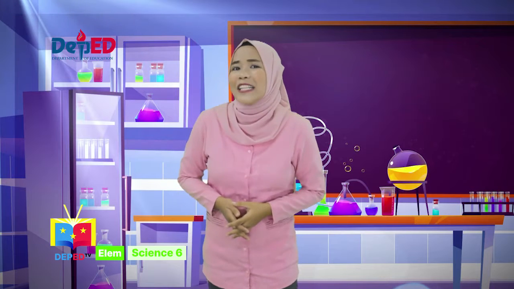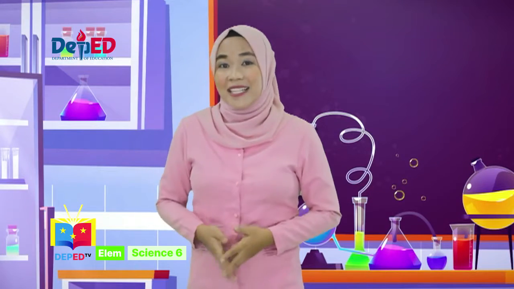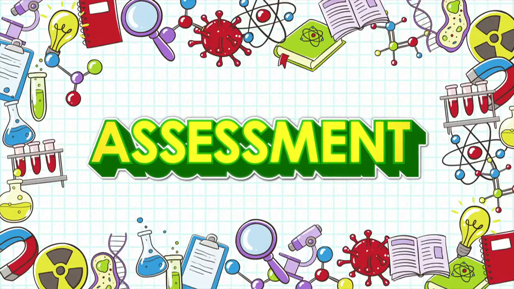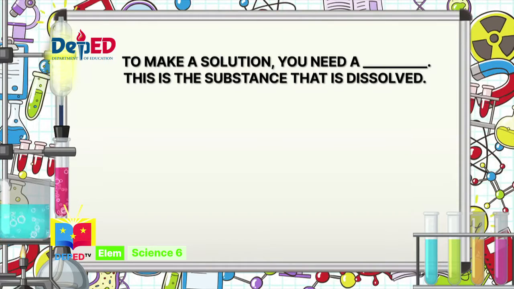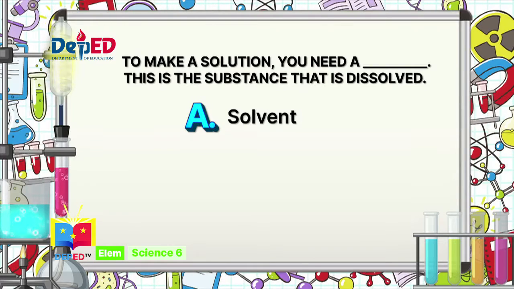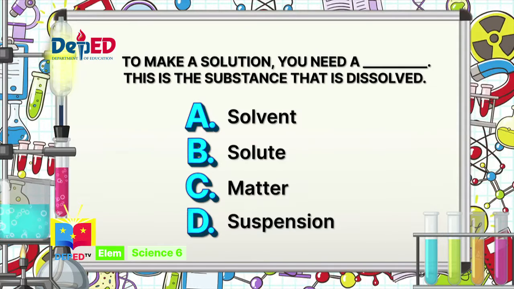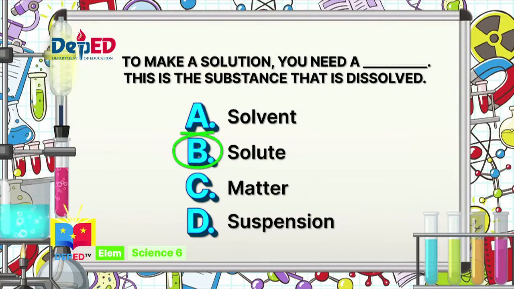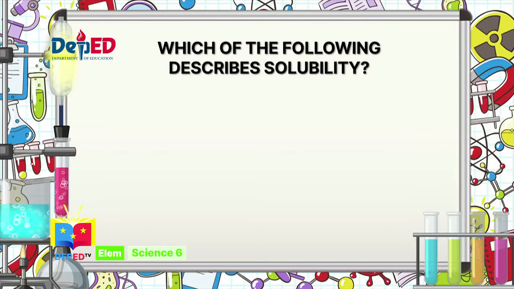Now, science-minded learners, are you ready for our assessment? Great! Because I'm ready to give you an assessment. Number 1. To make a solution, you need a blank. This is the substance that gets dissolved. A. Solvent. B. Solute. C. Matter. D. Suspension. The correct answer is B. Solute.